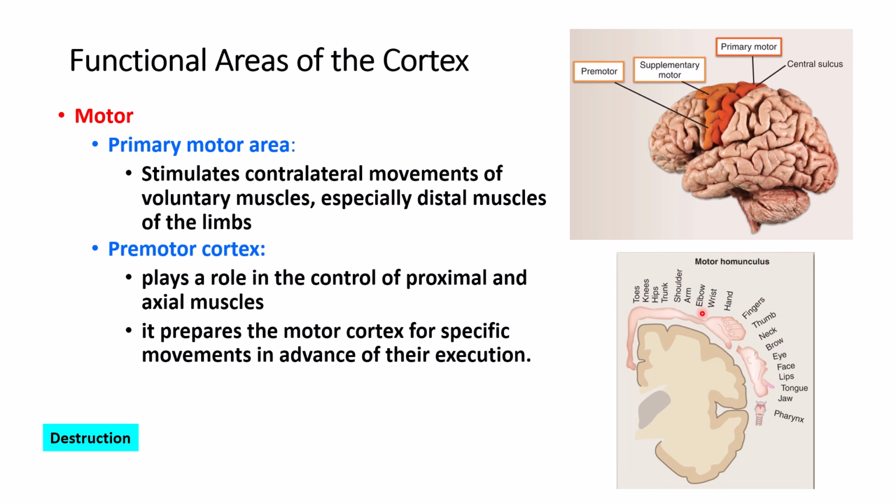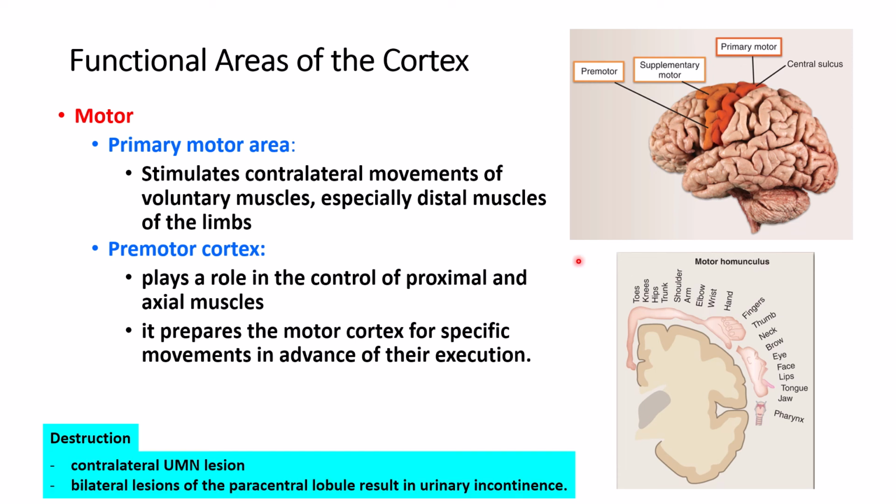If there is damage in this primary motor cortex and premotor cortex, then you can get a contralateral upper motor neuron lesion. Contralateral because, if you remember, this is part of the corticospinal tract, and it crosses the midline, either in the medulla or in the spinal cord, and then it will cause motor problems.